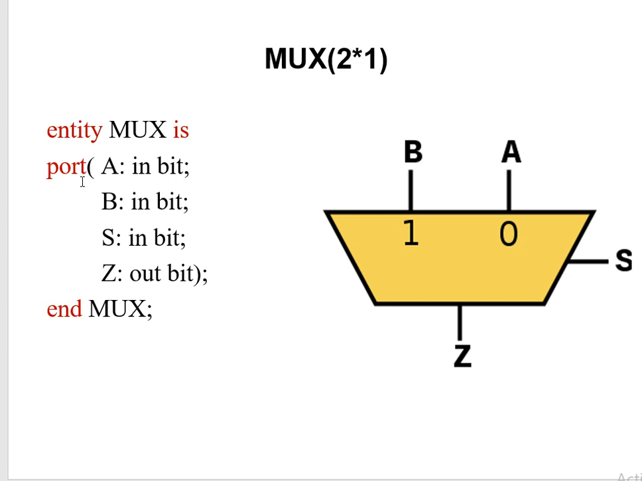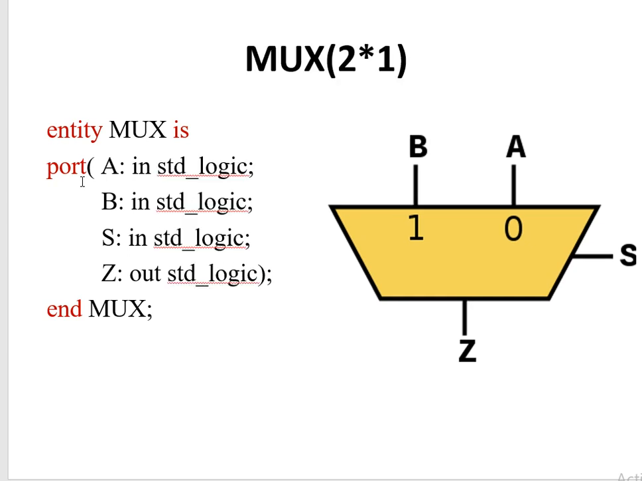Another example is exactly like the first example, but in this example we use standard logic instead of bit. No problem. Both of them are the same. The only difference is the difference between potential values of standard logic and bit, and it is not so important. Then for entity declaration or definition of a multiplexer with standard logic or bit, there is not any special difference.